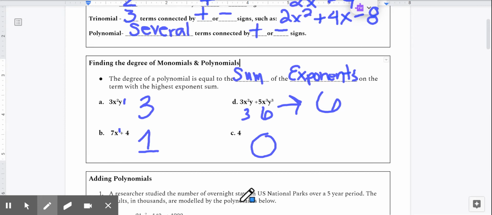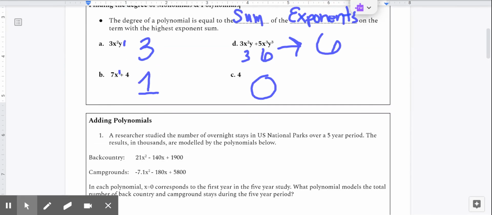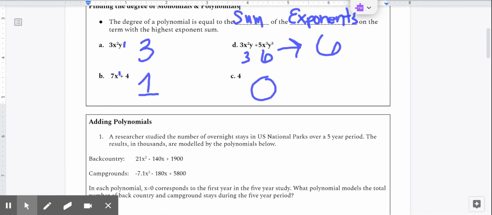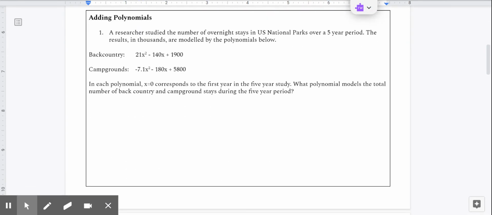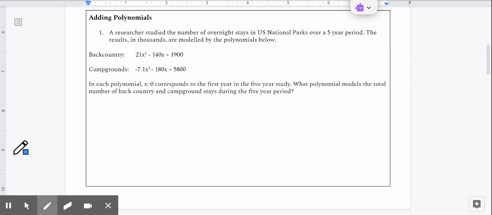All right, we are going to go ahead and move on now, and we're going to actually start simplifying some polynomials. And so the first thing we're going to look at is the addition of polynomials, adding some polynomials together. And so we've got this problem here. It says a researcher studied the number of overnight stays in the U.S. national parks over a 5-year period. The results in thousands are modeled by the polynomials below.